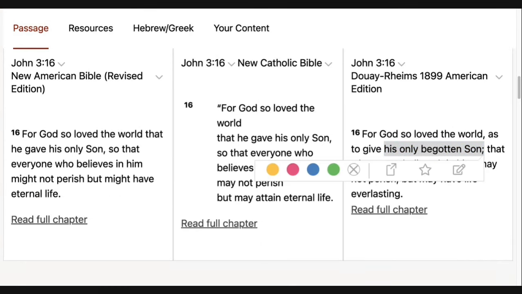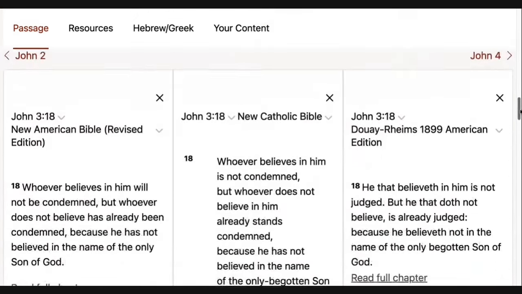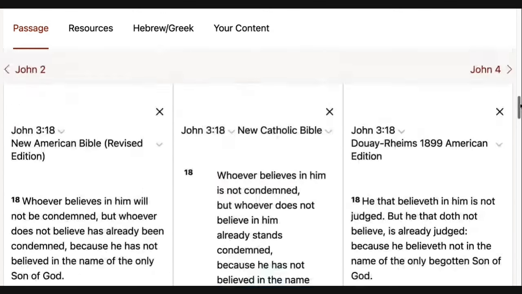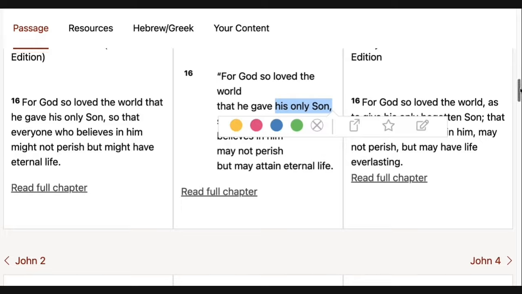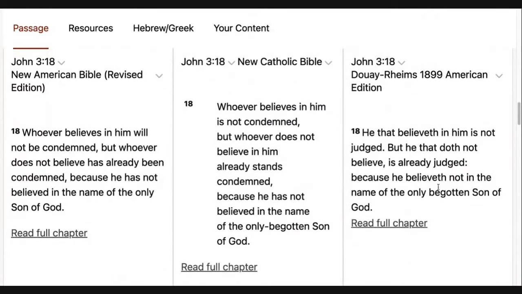What about Revised Standard Version, Catholic edition? We're going to get there. They say there's a second edition of it. I don't know. John 3:18, New American Bible, the name of the only son, New Catholic Bible. Oh, this one they got right, the only begotten son of God. But then why didn't they do it here? Are they confusing you? His only son. You're going to get the impression it's a different Greek word. John 3:16, John 3:18. Douay-Rheims, only begotten son.